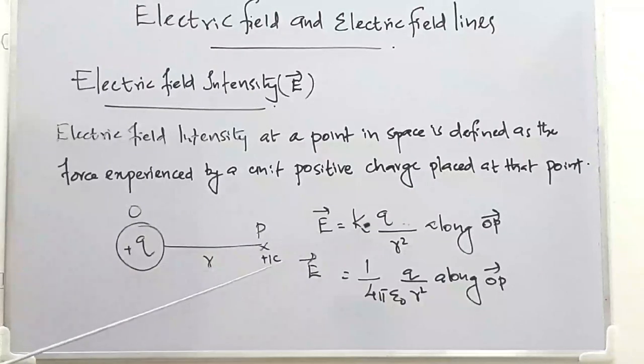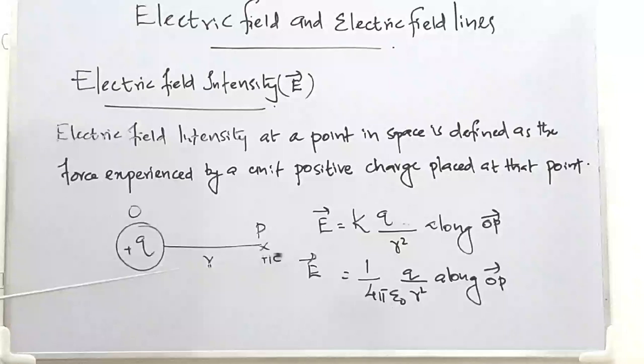Then force will be K Q1 Q2 by R square, that is K Q1 is Q, Q2 is 1, by R square, so you will be getting K Q by R square. Now, the direction of electric field is the same as the direction of force experienced by this unit positive charge. That means this unit positive charge will get repelled by this charge along the path OP. So vector E equals KQ by R square along OP. In SI system, vector E equals 1 by 4 pi epsilon 0 Q by R square along OP.